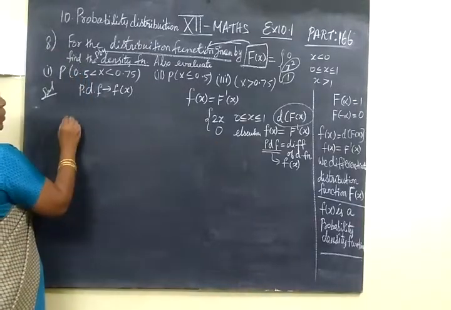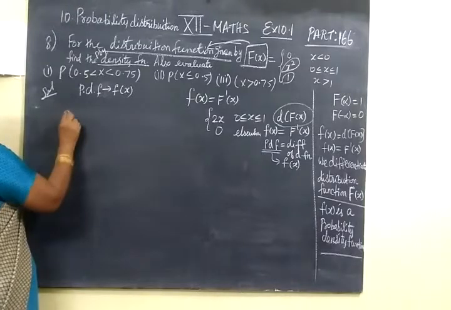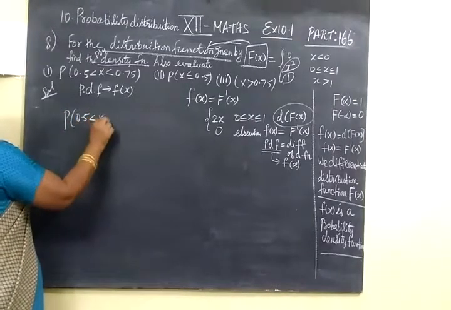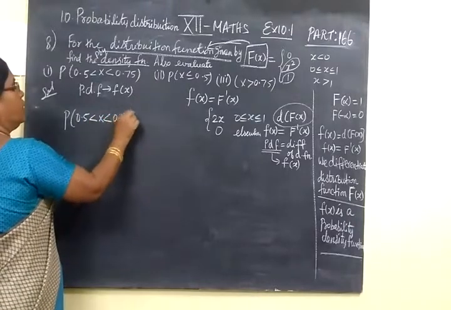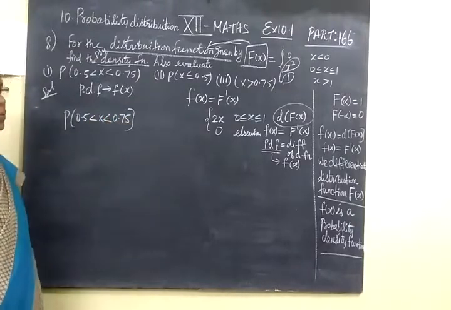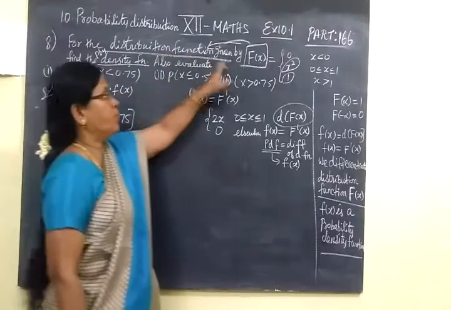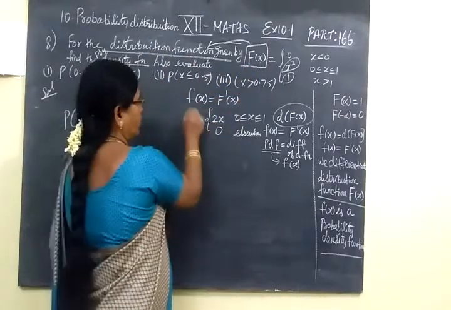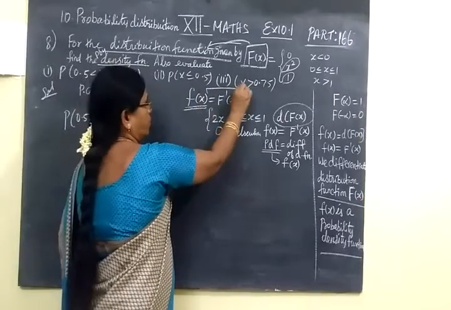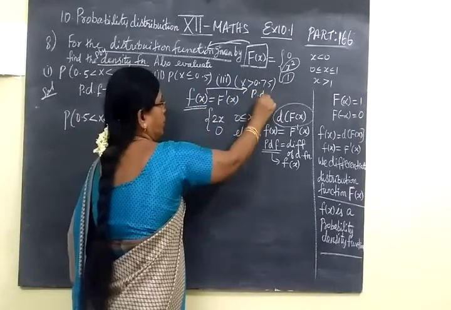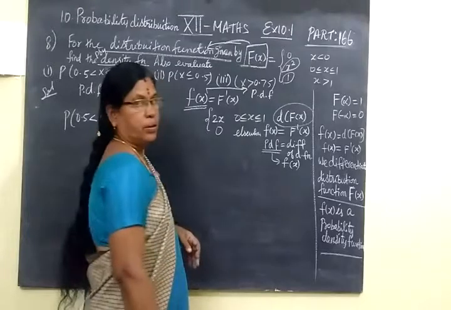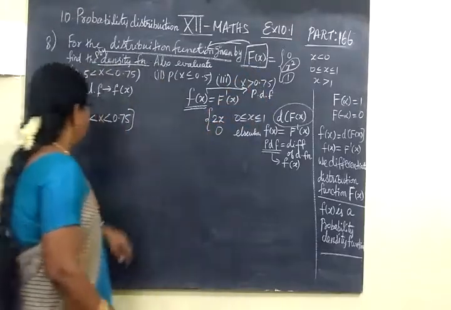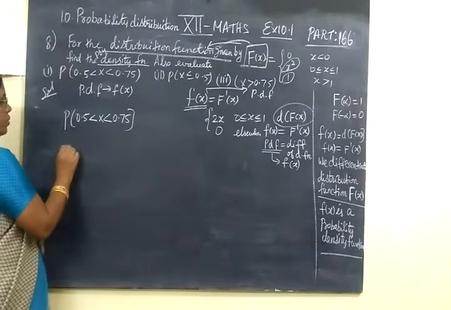So now you come to the problem. P of 0.5 less than x less than 0.75. We are given the distribution function and we converted it to the probability density function. This f of x is nothing but the probability density function. For that we are just differentiating this. Now you come to the problem.